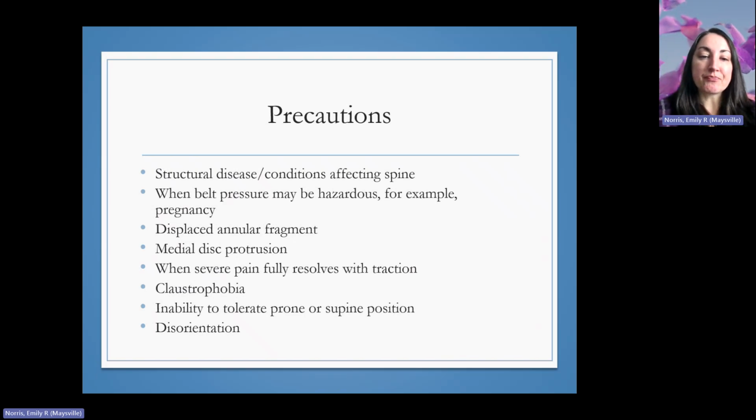If they have displaced annular fragments, if there is a medial disc protrusion, which we'll talk about on the next slide, or if they have severe pain that resolves completely with traction, like really bad pain, and now it's completely gone.